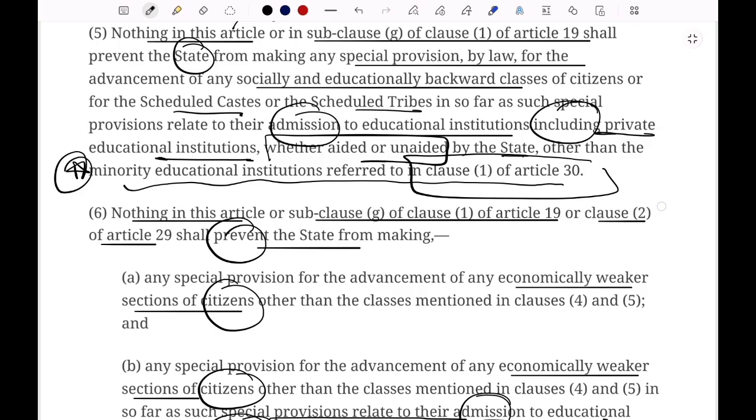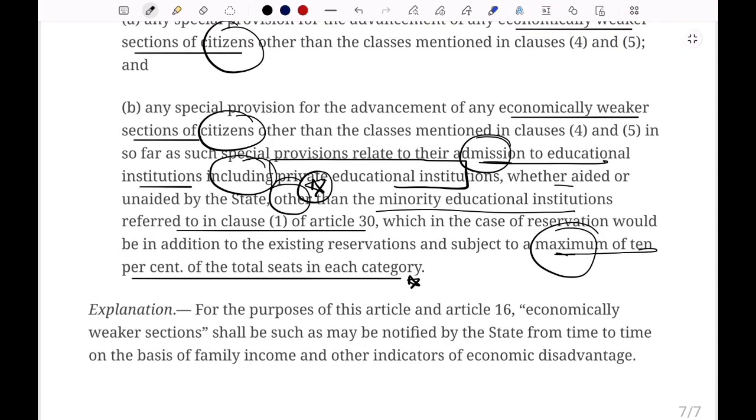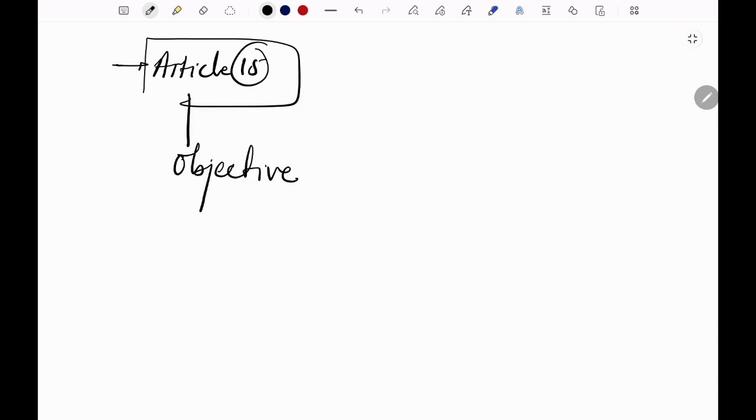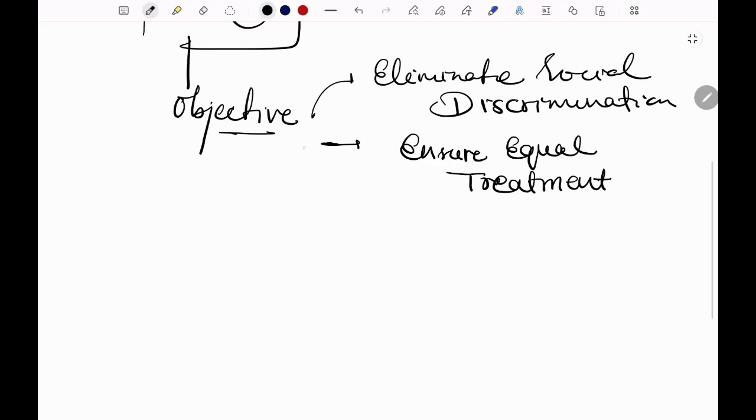So the explanation, there was an explanation also given there in article 15 clause 6 that EWS determined by the family income, asset and other indicators of economic disadvantage. The criteria for these are notified by the state or the government. Okay, so the objective of the article 15 is that it seeks to eliminate social discriminations and it ensures equal treatments and it protects what?